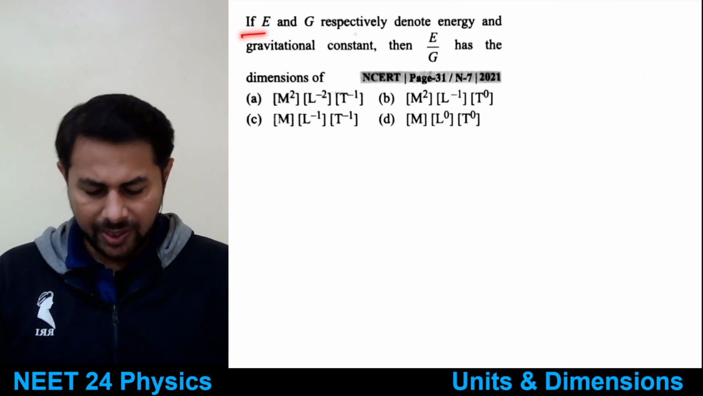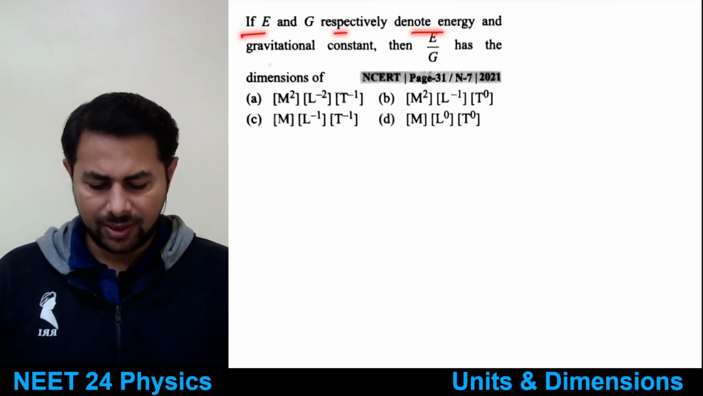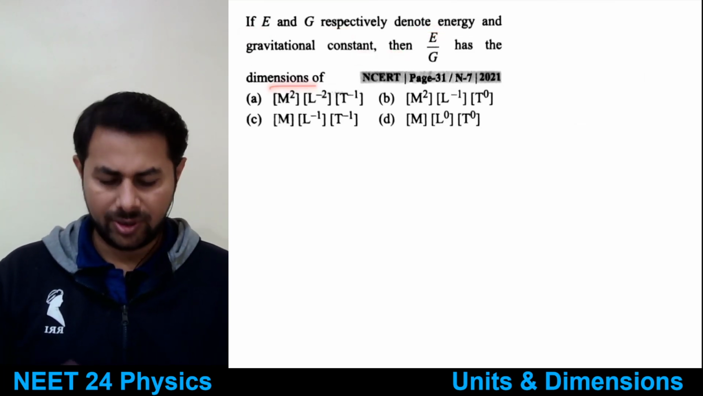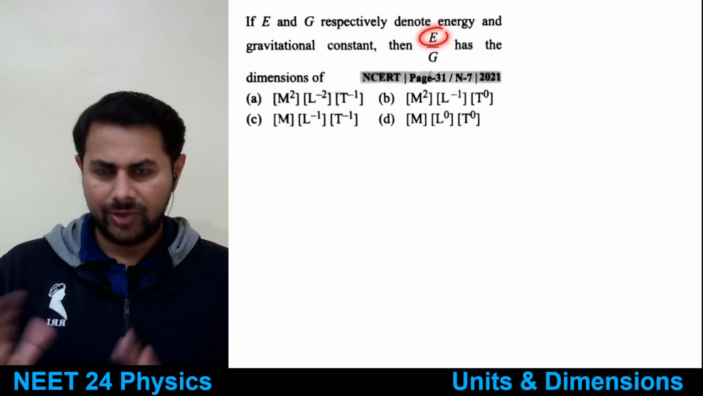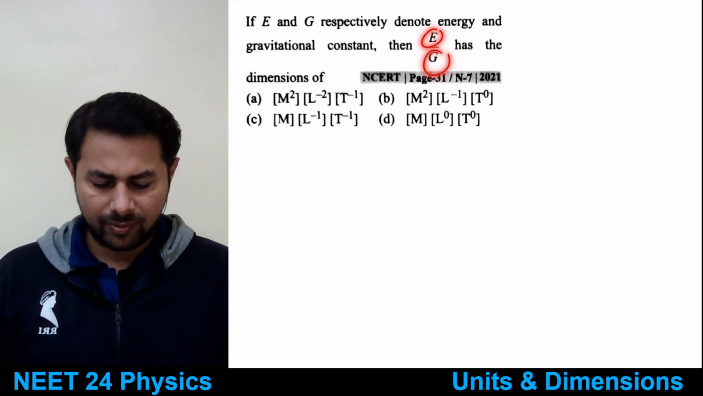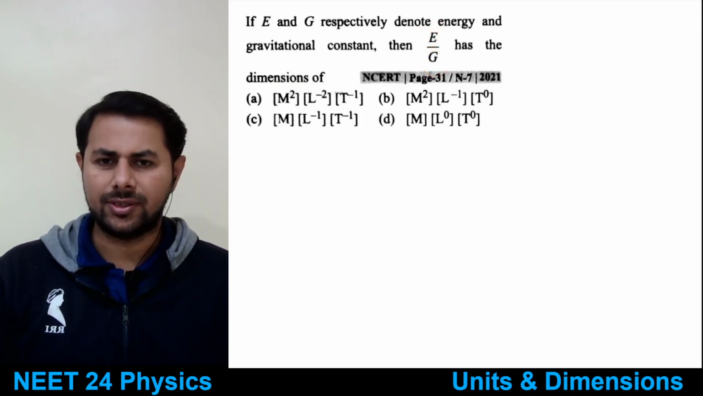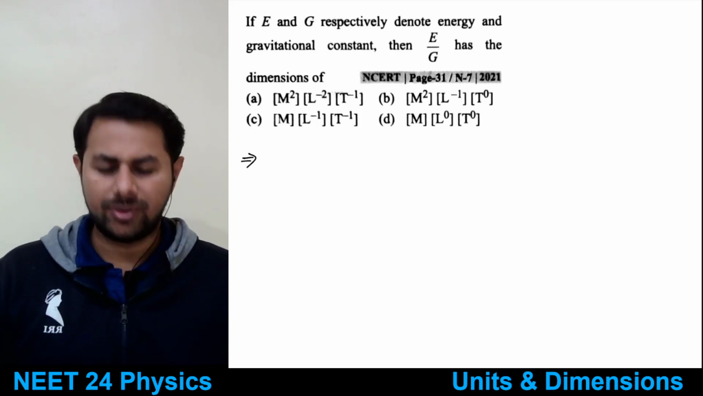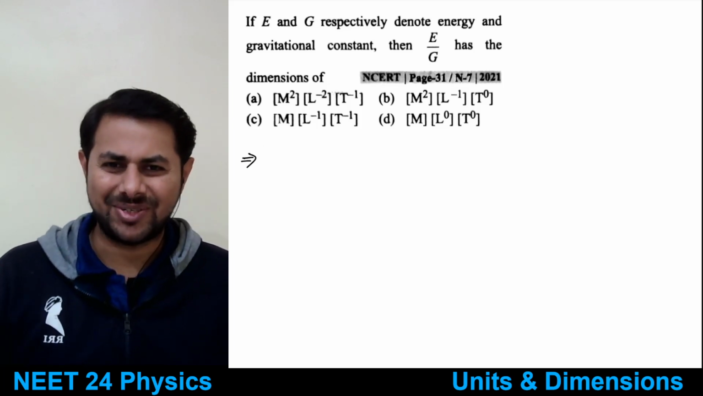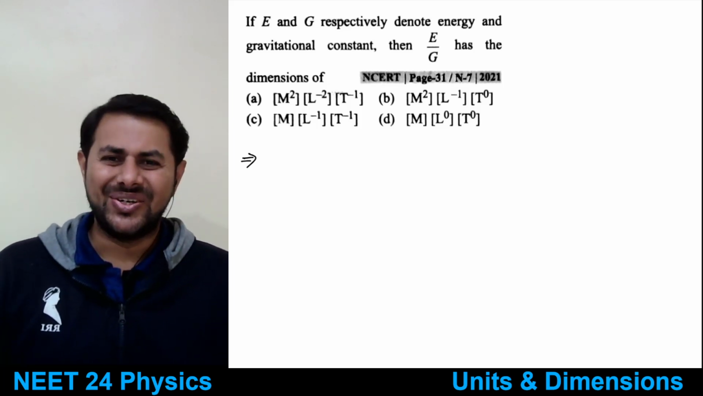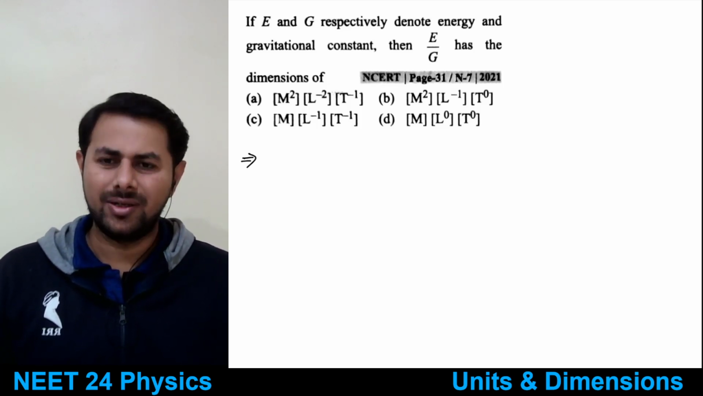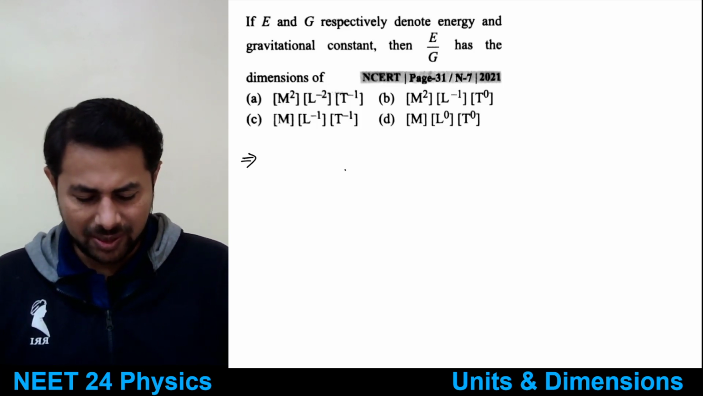If E and G respectively denote energy and gravitational constant, then E by G has dimensions of. So here of course we need to know the dimensions of energy, and then the gravitational constant. If you know the dimensions of gravitational constant, it will be very easy to solve, if you remember all of the dimensions as we discussed yesterday. Otherwise, what can we do? Still this can be done faster.